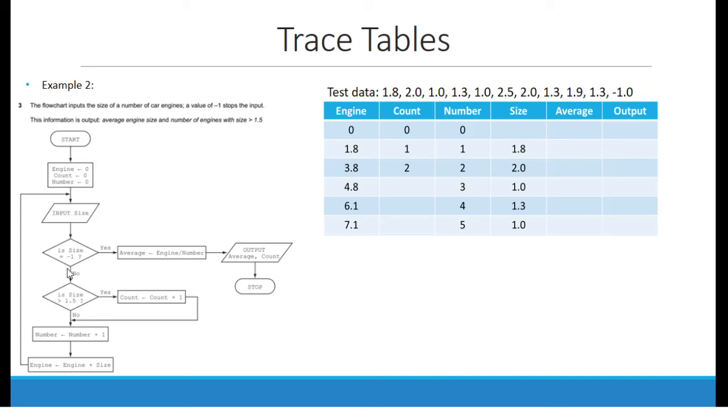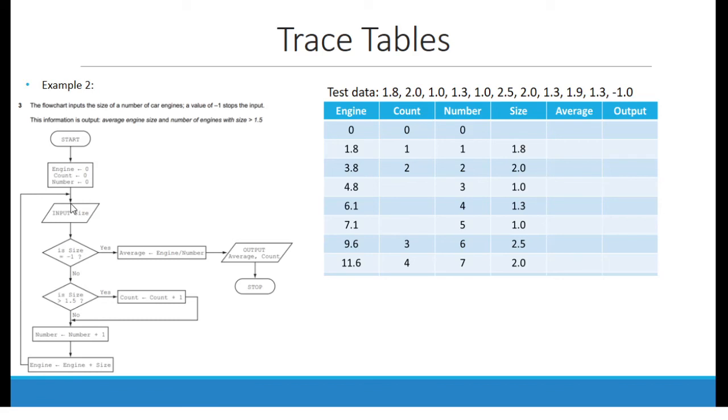Next, we have 2.5. Is size equal to minus 1? No. Is size greater than 1.5? Yes. So count becomes 3, number becomes 6, and engine becomes 7.1 plus 2.5, which is 9.6. Next, we have 2. Is size equal to minus 1? No. Is size greater than 1.5? Yes. So count becomes 4, number becomes 7, and engine becomes 9.6 plus 2, which is 11.6.